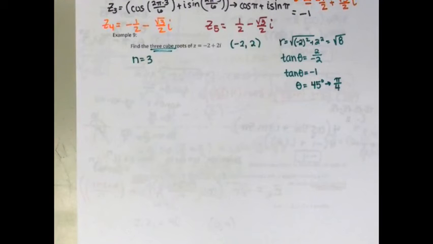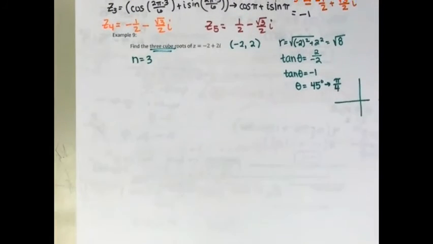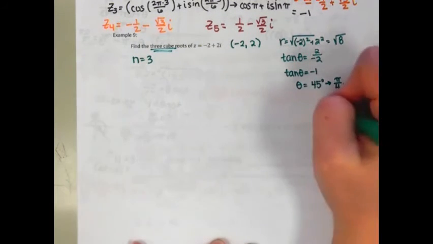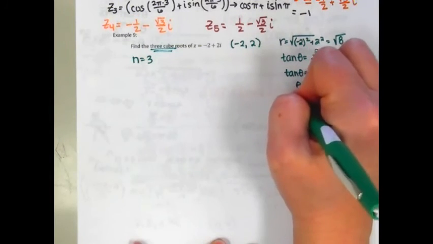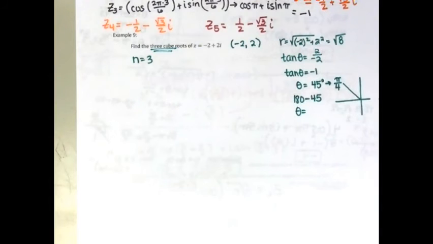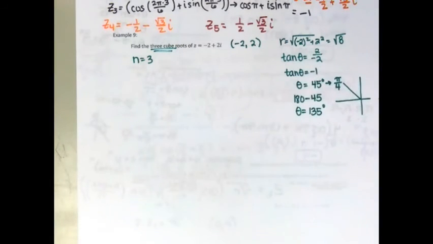Now, if we're in quadrant 2, we're not using pi over 4, are we? Is that 45? Yeah, it's 45. Okay, we're in quadrant 2, so how do I get that? We've got to subtract, right? So let's go ahead and just use the degrees. So I'm going to take 180 and subtract off 45. So what's 180 minus 45? So 135 degrees. Okay, so our theta is 135 degrees.